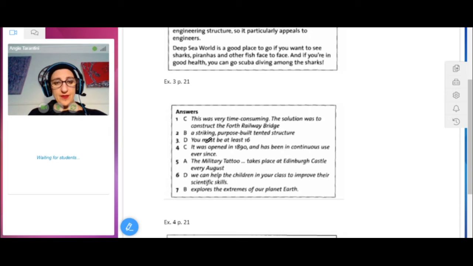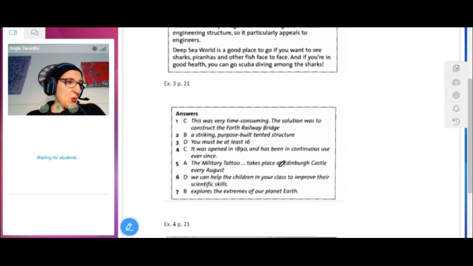Number 5, A, the military tattoo takes place at Edinburgh Castle every August. Number 6, D, we can help the children in your class to improve their scientific skills. Number 7, B, explores the extremes of our planet Earth. Well done.